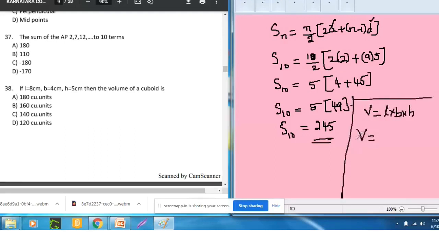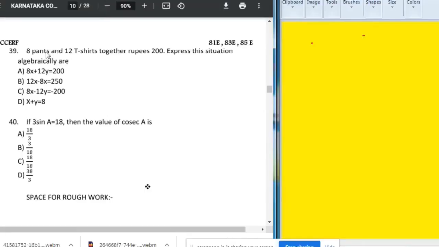So length is given as 8 centimeters, breadth is given as 4 centimeters, and height is given as 5. 8 fives are 40, 40 fours are 160. So the answer is 160 cubic centimeters. Always volume is represented in cubic units. So B, 160, is the 39th question.